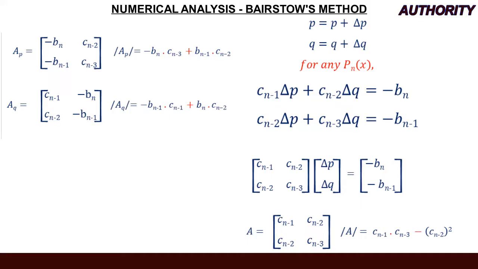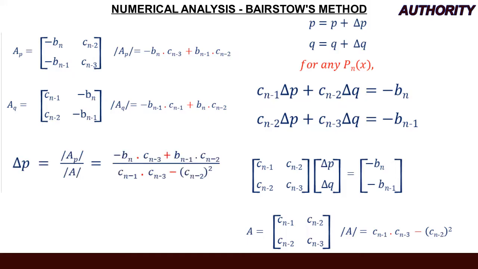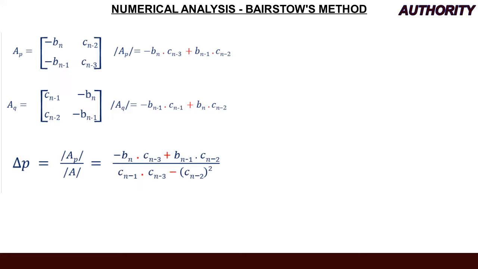So now, for us to find the value for delta P and delta Q using matrix, we are going to say that delta P is the determinant of matrix AP all over the determinant of matrix A. The determinant of matrix AP is minus Bn multiplied by Cn minus 3 plus Bn minus 1 multiplied by Cn minus 2, all over the determinant of matrix A, which is Cn minus 1 multiplied by Cn minus 3 minus Cn minus 2 squared. When you perform this, it's going to give you the value for delta P.